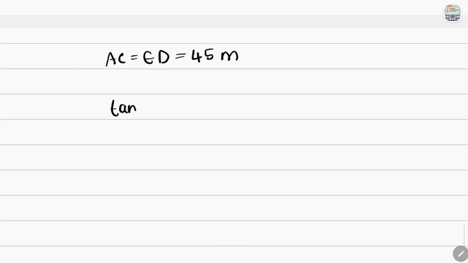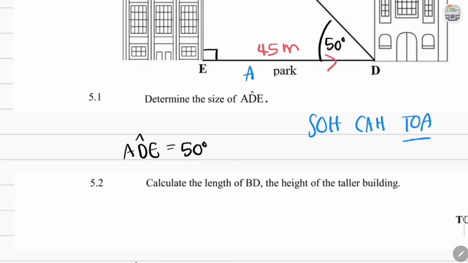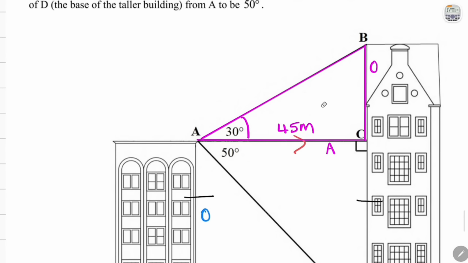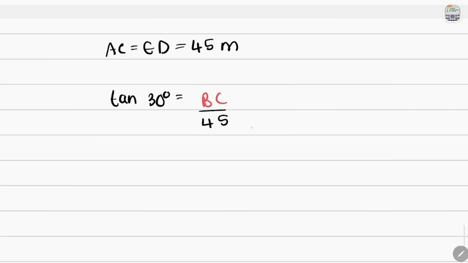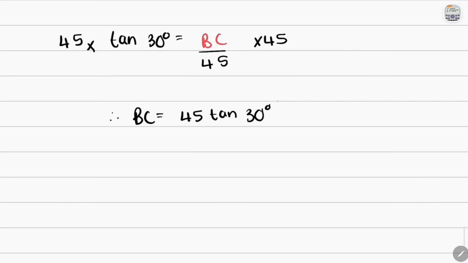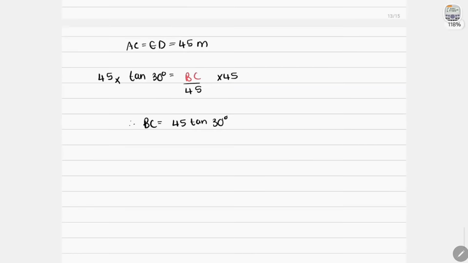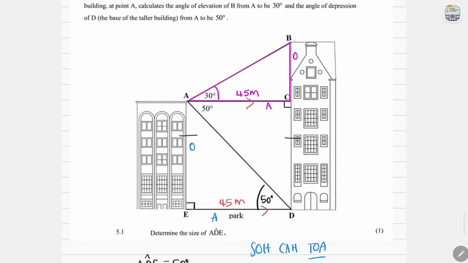Now we're using tan. So tan 30 degrees equals the opposite side over the adjacent side. That is BC over AC, which is 45. So BC over 45, and again, we need to solve for BC here. Multiply both sides by 45 and we get BC equals 45 tan 30 degrees. Now I know this one would actually simplify to a number because 30 degrees is a special angle, but that is fine. We're trying to find the length of BD.